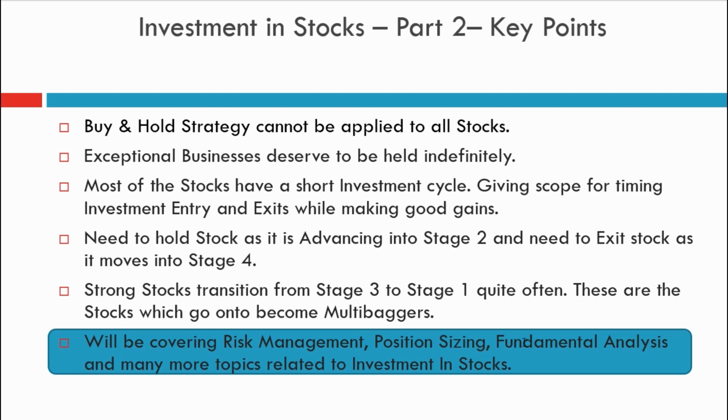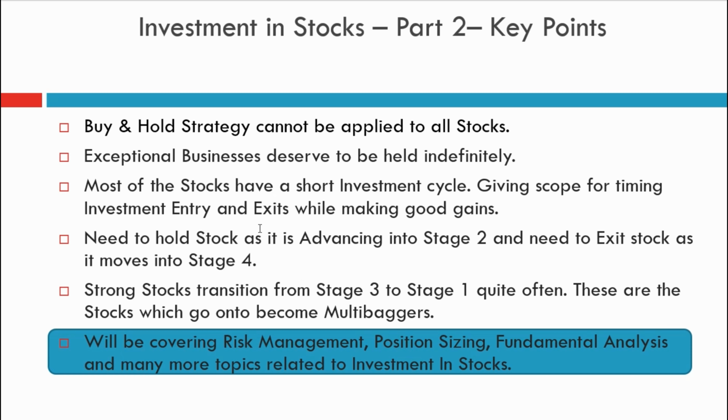So what we need to focus on is that the buy and hold strategy does not apply to all stocks. In a particular economic cycle, there are some stocks which do exceptionally well, whereas there are some stocks which do not do well. So what we need to focus on is that we need to hold on to a stock as far as it is advancing into stage 2, that is the markup phase, and we need to keep on holding that stock till it violates its 52-week moving average, or let's say you get a stage 3 breakdown, a proper breakdown, which is very rare while price moves down, right?